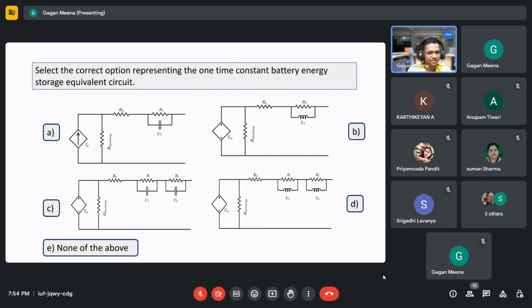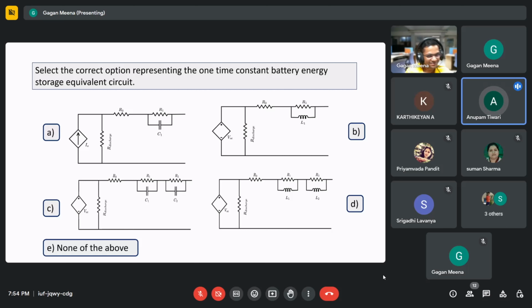D is the answer. Now this is a little trickier question, but I think you'll be able to do it. You have to select the correct option which represents a one time constant energy storage equivalent circuit. It's a little trickier, so take your time, think, and then answer. See all the four options very cautiously.